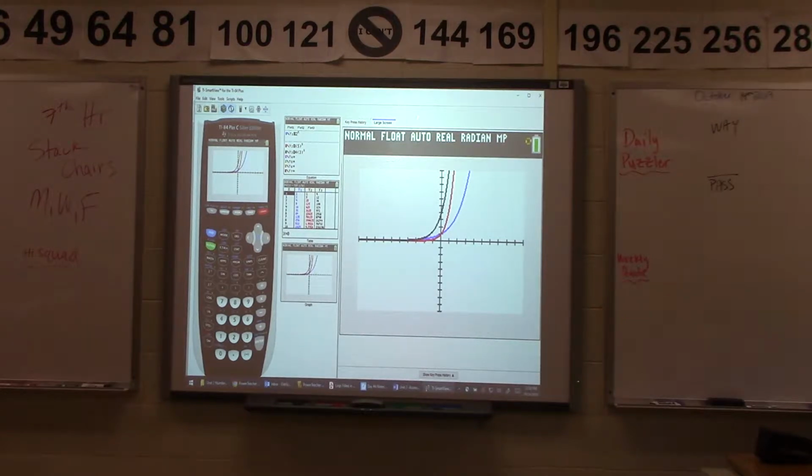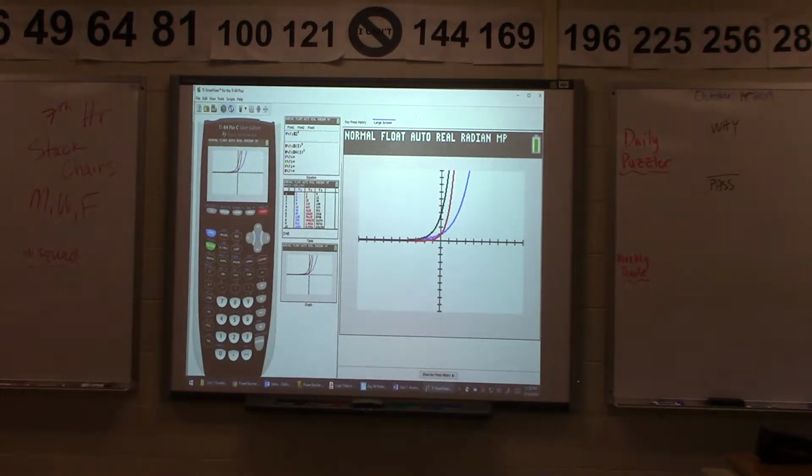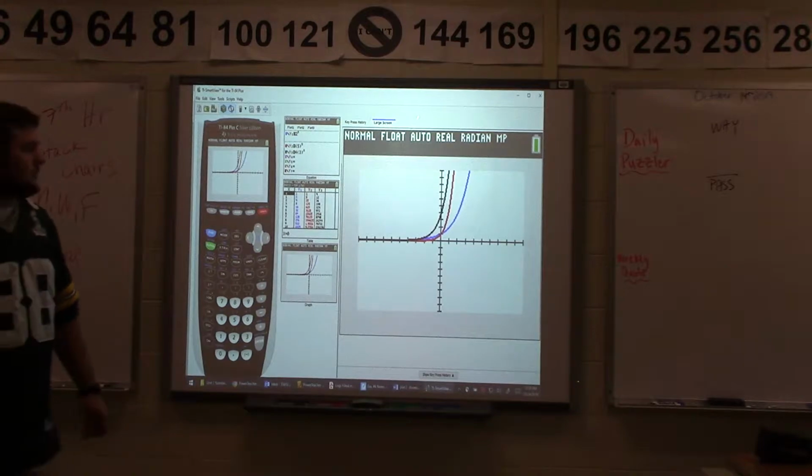Guys, are all 3 of those exponential growth? Yes. How do we know? They all go up. They're all greater than 1. Yes. Greater than 1. Okay, so that should answer your first question. Are they all exponential growth? Yes. So, second question. What makes them growth? How do you know they're all growth?